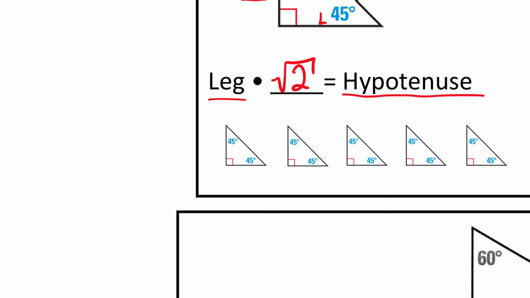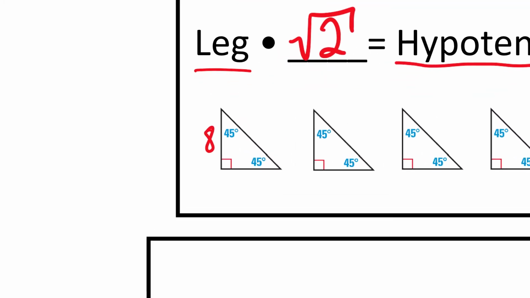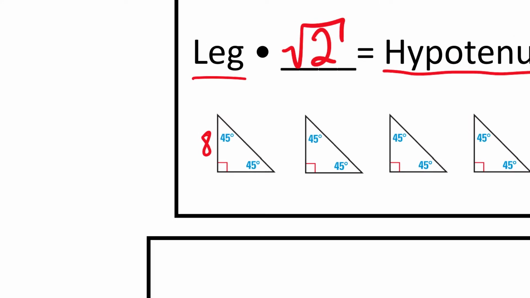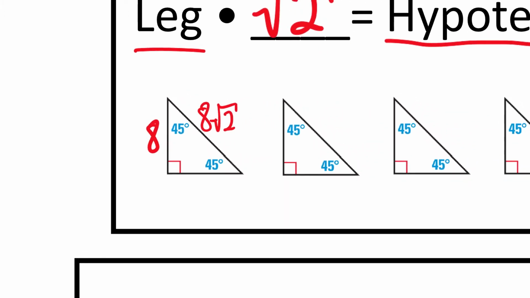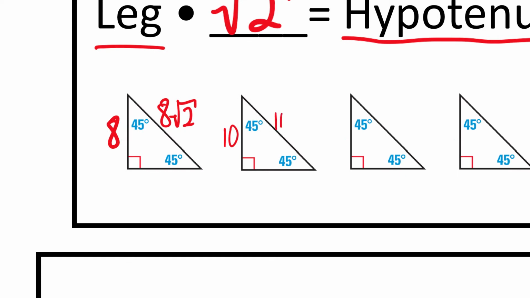So for instance, let's say this side is 8. How long is the hypotenuse going to be? 8 times the square root of 2. Now remember, you can write the times in there if you want, put a dot or something in between, or you don't have to. It means the exact same thing. And that's the way I'm going to write it, just without the dot. So that's 8 times the square root of 2. All right, let's say this side is 10. How long is the hypotenuse? 10 square root of 2.